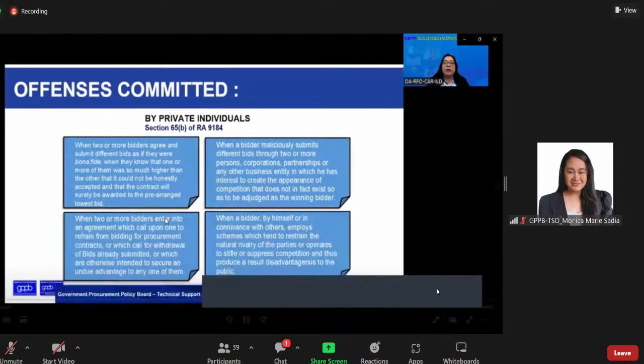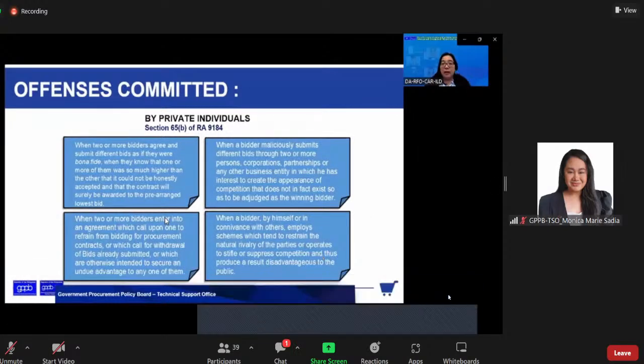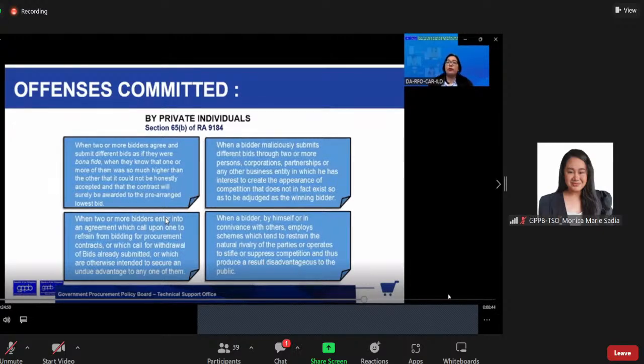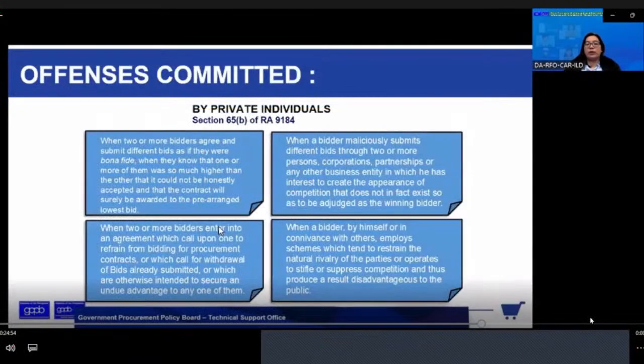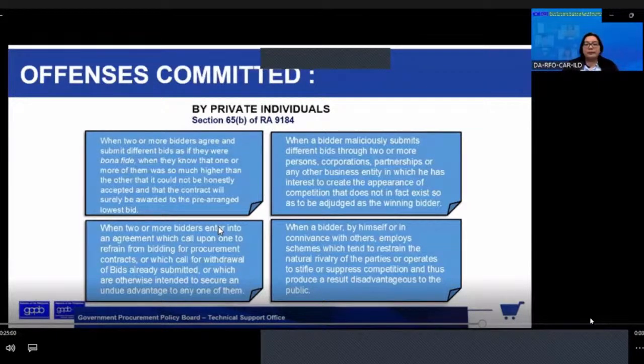Or he will say that, since this is the situation, you just withdraw, right? They attended both the pre-bid conference and then they agreed, and then he just withdraws his bid if it was submitted, or anything that would secure that there was an advantage of one over the other, such that they already know who will win.